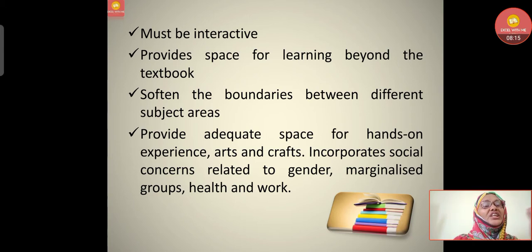Some projects are such that they can integrate the things. They should soften the boundaries. That means they should not be rigid. That means this subject is to be taught in this manner only. It should not be like that.